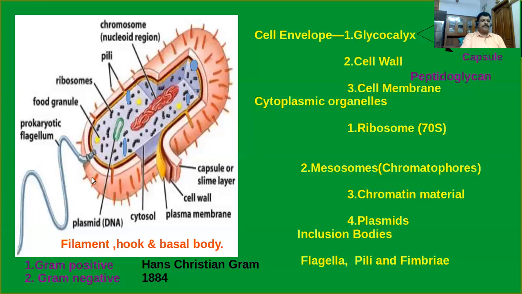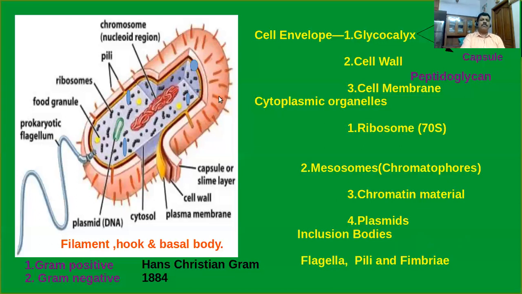Pili are very small surface structures of bacteria, but they do not play a role in motility. Along with the pili, there are some other bristle-like structures we can collectively call fimbriae. Do you know the function of fimbriae? Fimbriae play an important role in adhesion, that means attaching to a suitable substratum. That is the function of fimbriae. This is the detailed structure of a prokaryotic cell.